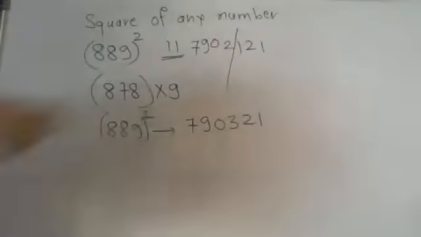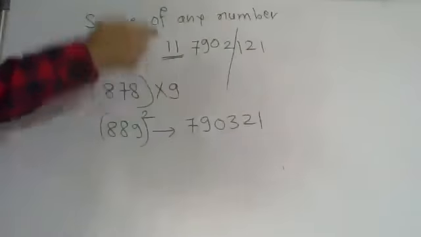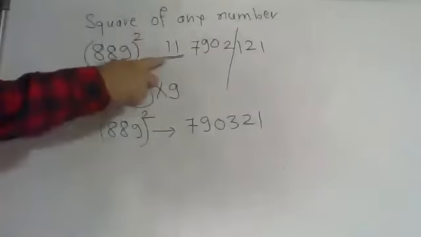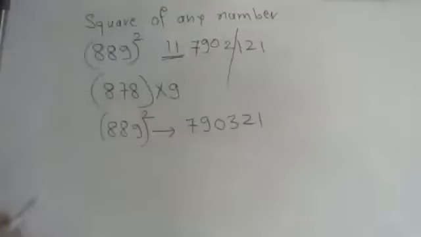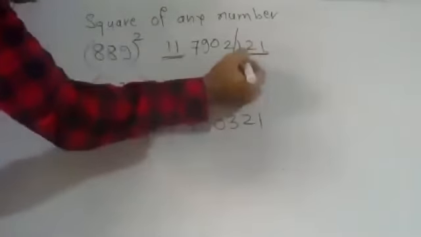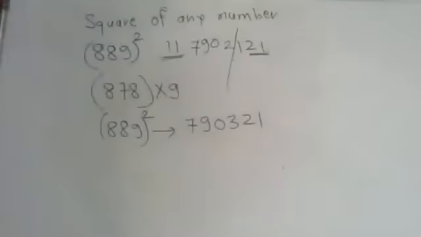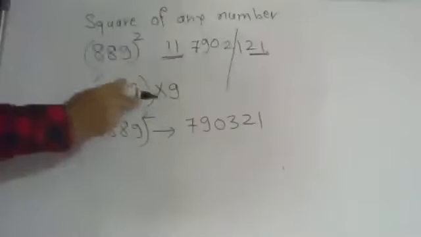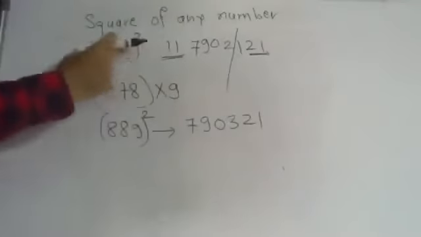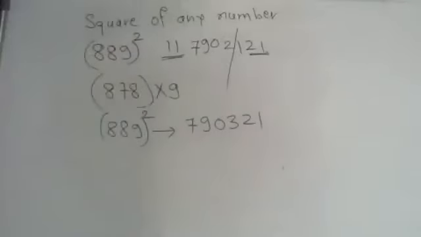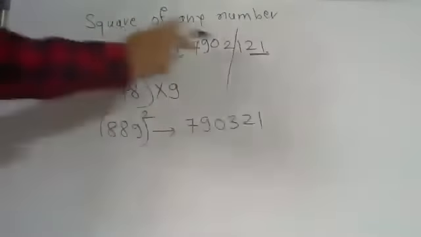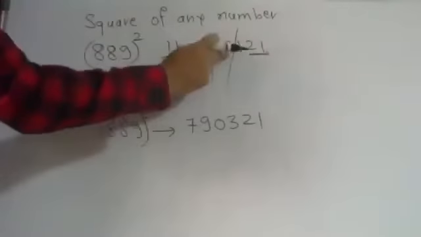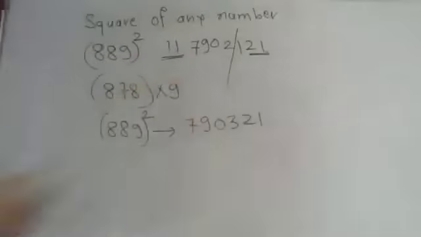889 is 11 places away from 900. So make a square of 11, that is 121. We want only a 2-digit number over here, so we have to carry this 1 to this side. 889 minus 11 is 878. We have taken base as 900, so multiply this by 9. So 7902. 1 carried, 790321.